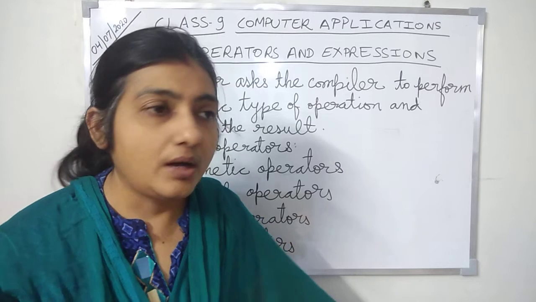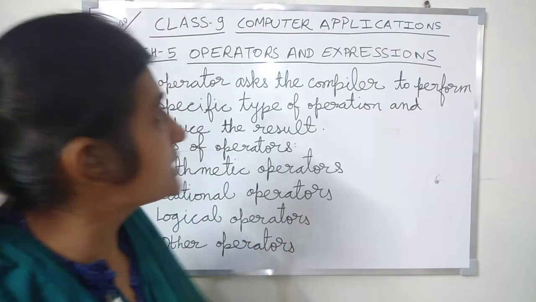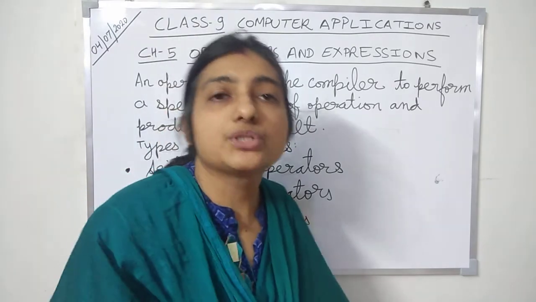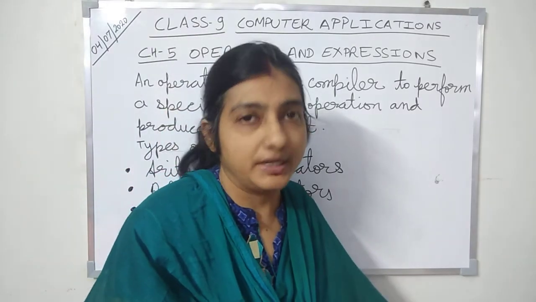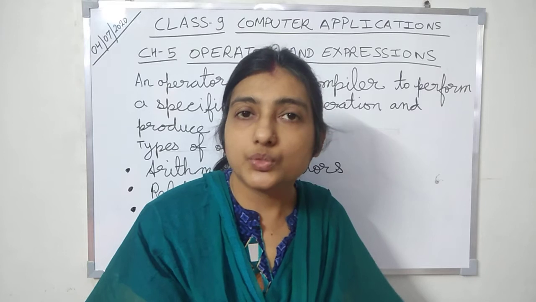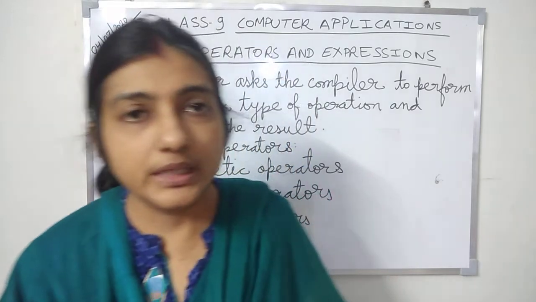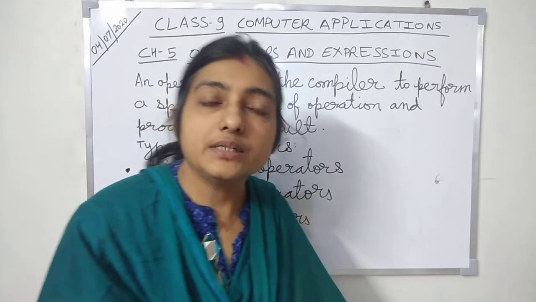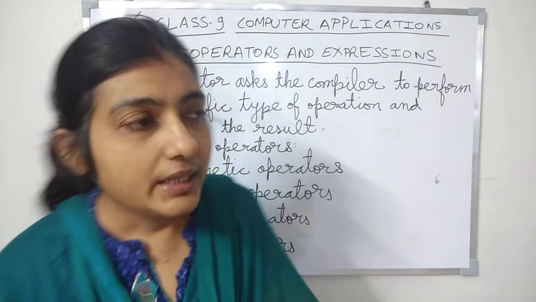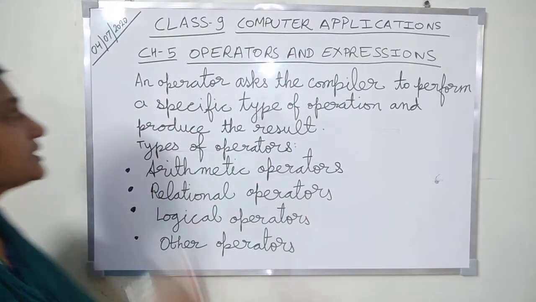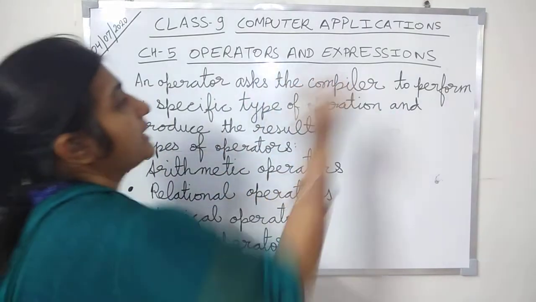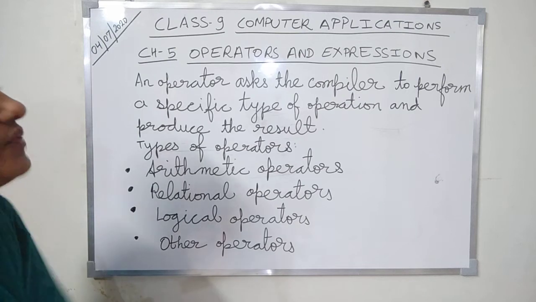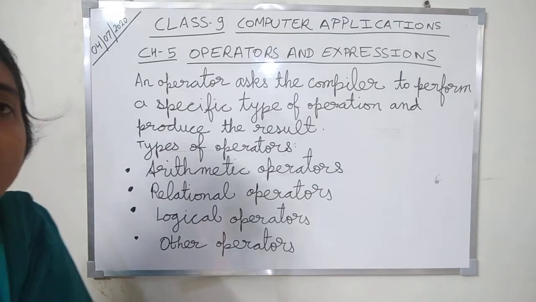And now we will start our second term syllabus. In the second term we have to start from chapter number 5. Chapters 1, 2, 3, 4 we already did in the first term, and now we will start chapter number 5. Our chapter number 5 is operators and expressions. In this chapter we will learn the operators which we use in Java programming.